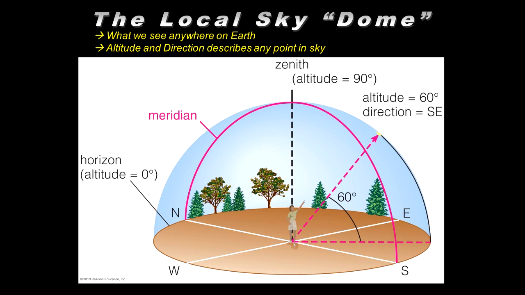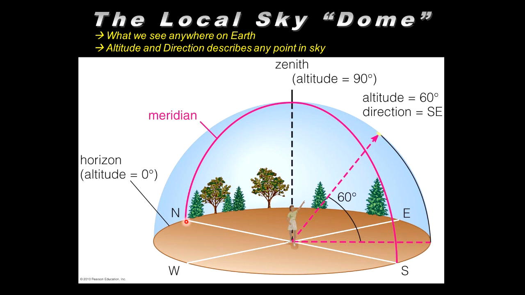And we can define altitude and direction to locate, say, a star over here. It's at an altitude of 60 degrees, and you can swing a certain direction. In this case, it's between south and east. So that can all be defined. Altitude 60 degrees, direction southeast. Anywhere on the Earth you can do that.